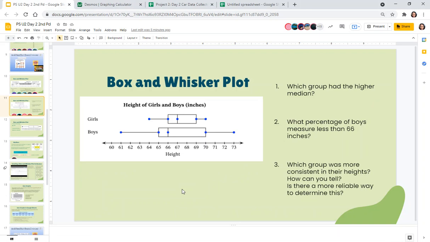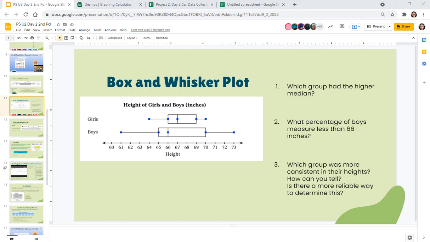Okay. So now we are looking at a box and whiskers plot of heights of girls and boys. And there are some questions. The first question is, which group had the higher median? The second one, what percentage of boys measure less than 66 inches? The third one, which group is more consistent in their heights? How can you tell? Is there a more reliable way to determine this? All right, so take a minute to consider those questions.